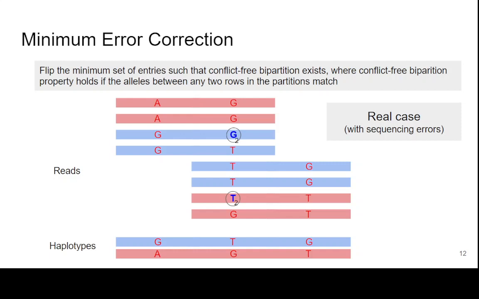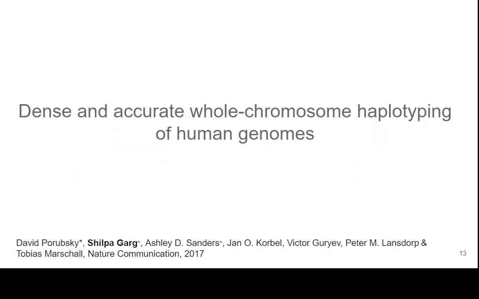To solve this problem, we followed a minimum error correction problem, or a weighted minimum error correction problem, which is you flip the minimum set of entries such that a conflict-free partition exists, and this property holds if the alleles between any two rows match. For example, if we change this G to T and this T to G, and then we can make these partitions and get the final outcomes. So this was the basic formalization of the problem.